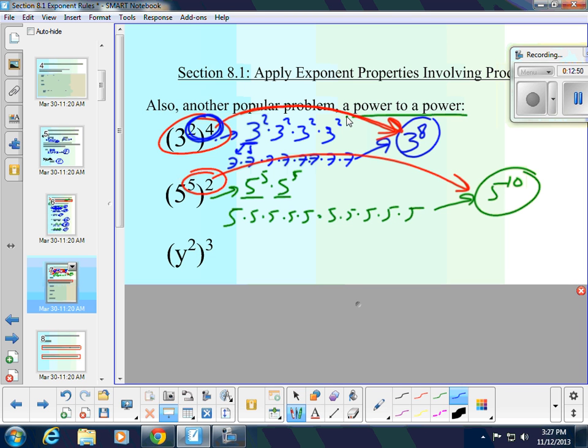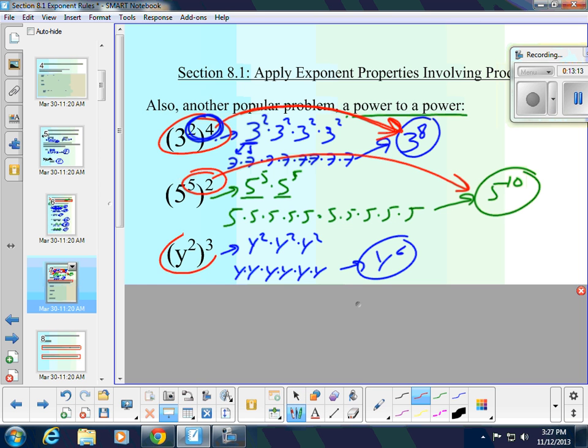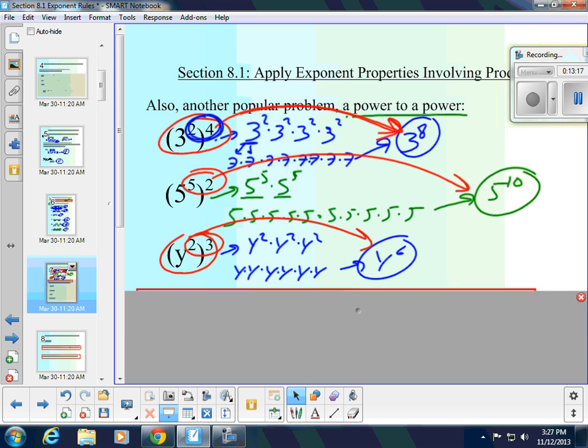Looking at this next one with a variable, one more time breaking it apart. So if it's y squared to the 3rd, I could say, well, this is just like y squared times y squared times y squared. Well, and that's just like having y times y times y times y times y times y one more time. So that's y to the 6th. So making the connection, you can just jump from this to the end result. It's just by multiplying the two powers together.